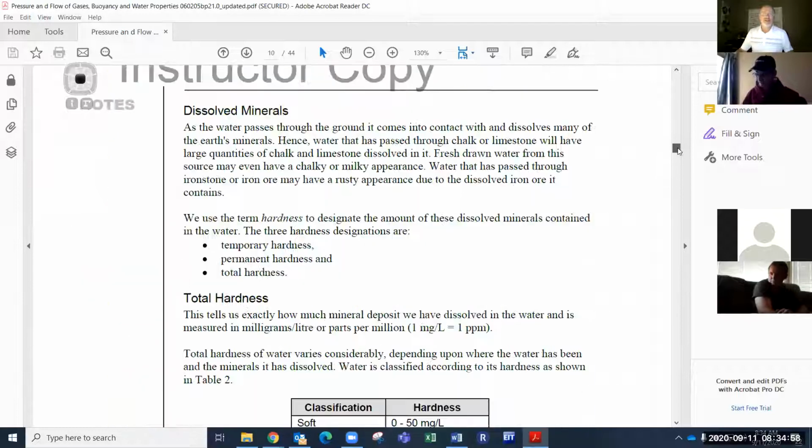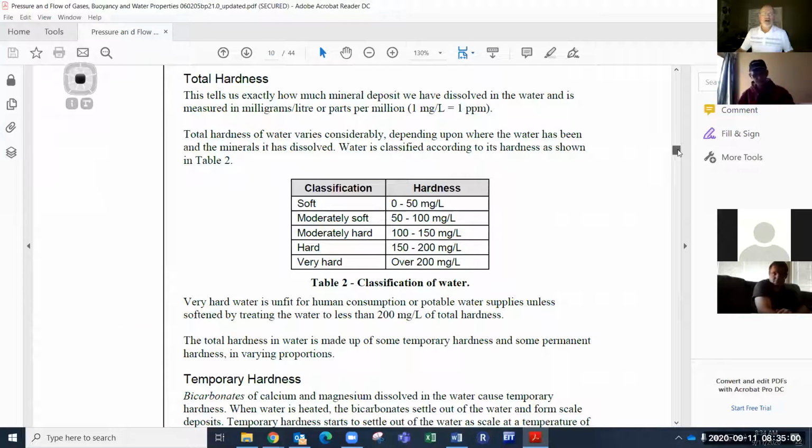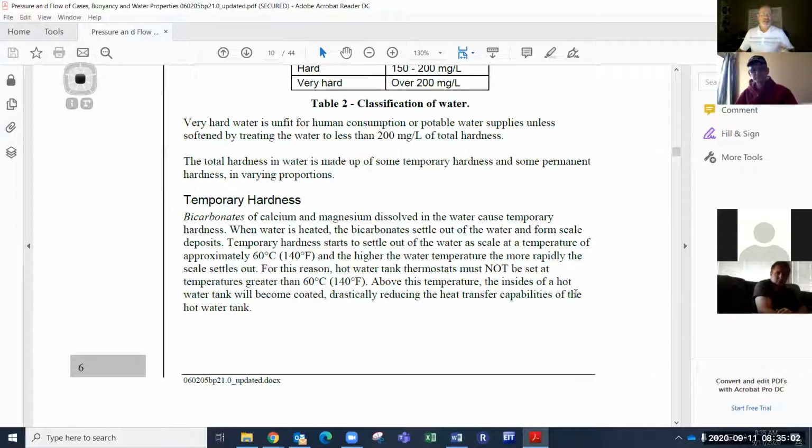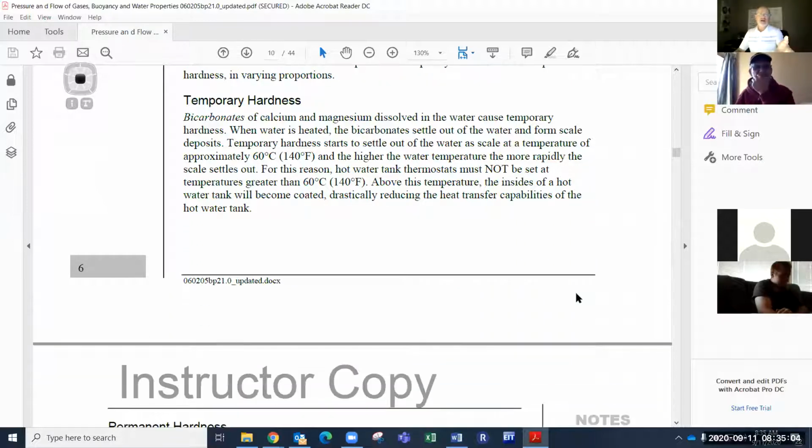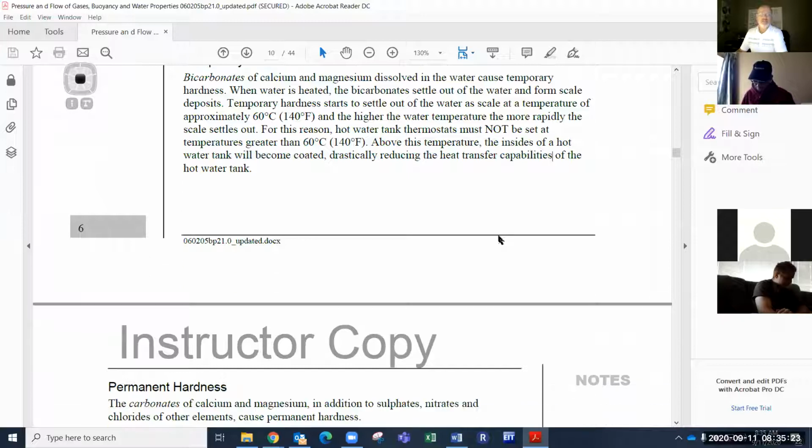I'm going to go back to the ILM. And here it is. So they talked about total hardness. There's that table right out of the ILM. They talk about hot water tank thermostats must not be set greater than 140, because then we get a lot of something going on inside and it reduces the heat transfer capabilities.